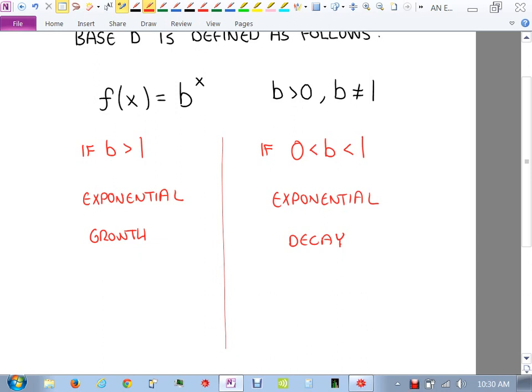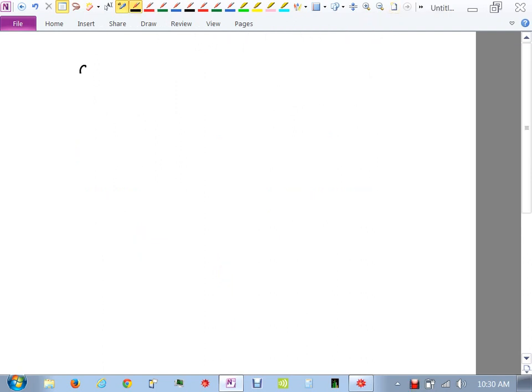Y'all still with me? Okay, the last thing we're going to do here is we're going to graph these. Now, remember I said exponential functions are easy to graph? Like compared to rational functions, easy? I think you'll agree once we do an example. Graph f of x equals 2 to the x.